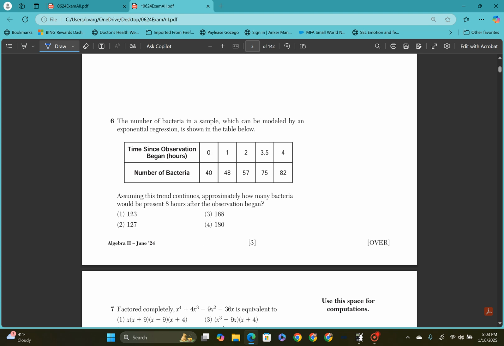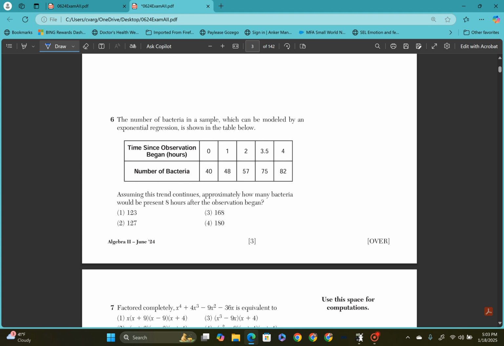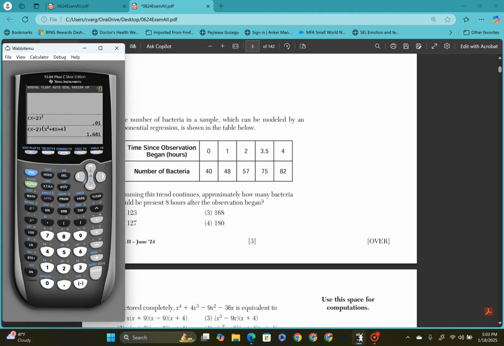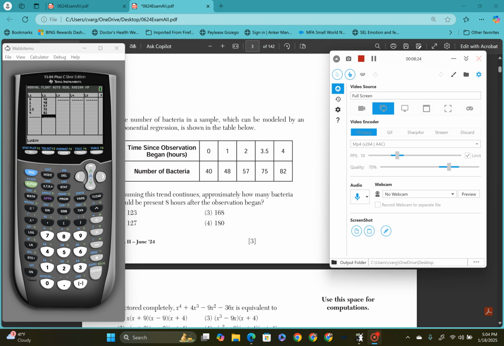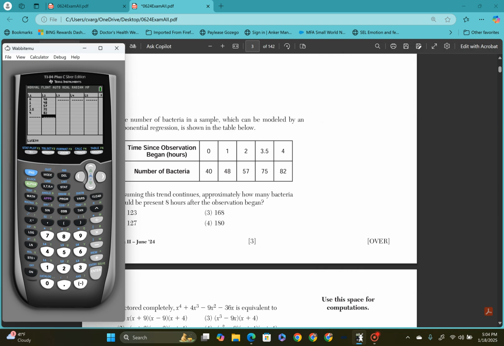Okay. Question number 6 in this one, which can be modeled by an exponential regression. So how I showed you to do this is to go to stat, you go to edit, and you type the numbers in. I'm going to pause while I do. All right, and once you plug the numbers in, it says exponential regression. So I'm going to hit stat, I'm going to go over to calc, and I'm going to find expreg, which is this right here. Cool. And I'm just going to hit enter, enter, enter.